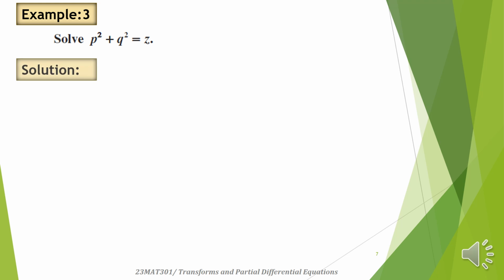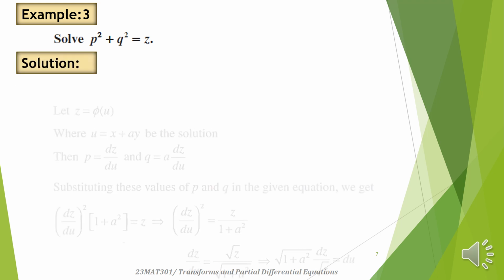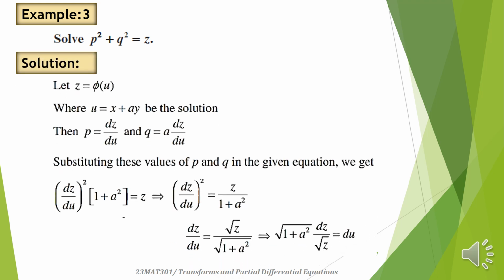Now solve p square plus q square is equal to z. We know that z is equal to f of u, whatever it is, you can keep it as such. And for u, you will substitute x plus ay, and for p, dz by du, and for q, a into dz by du. Now I'm going to substitute this here, so for p it is dz by du the whole square, plus for q it is a square into dz by du the whole square, equal to z. So in p there is dz by du the whole square, and in q also there is dz by du the whole square.